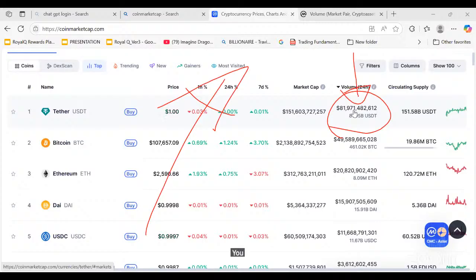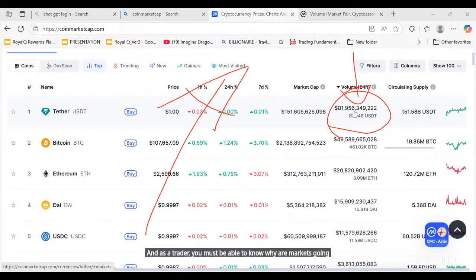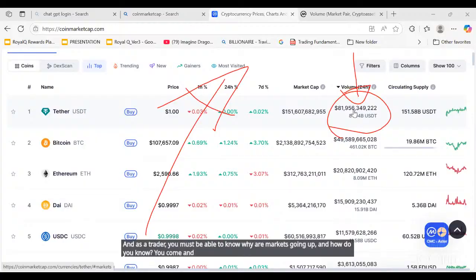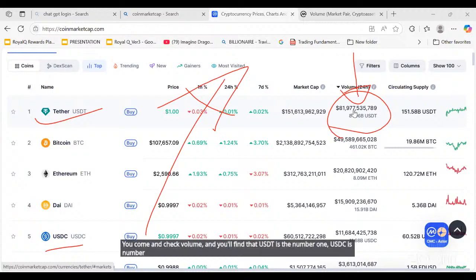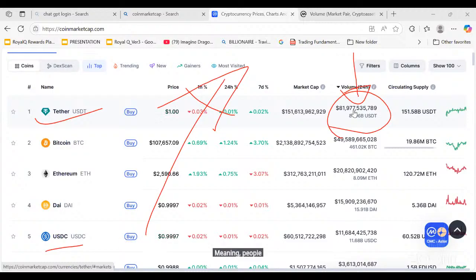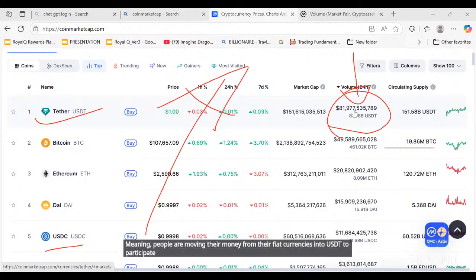You know, you can fight everything, but you cannot fight facts. And as a trader, you must be able to know why markets are going up. And how do you know? You come and check volume, and you'll find that USDT is number one, USDC is number 5, meaning people are moving their money from their fiat currencies into USDT to participate in the financial markets.